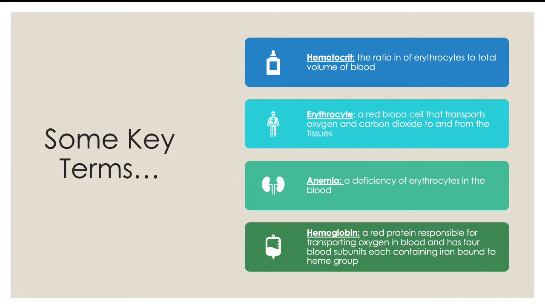Our fourth term is hemoglobin, which is a red protein responsible for transporting oxygen in blood and has 4 subunits, each containing iron bound to a heme group.